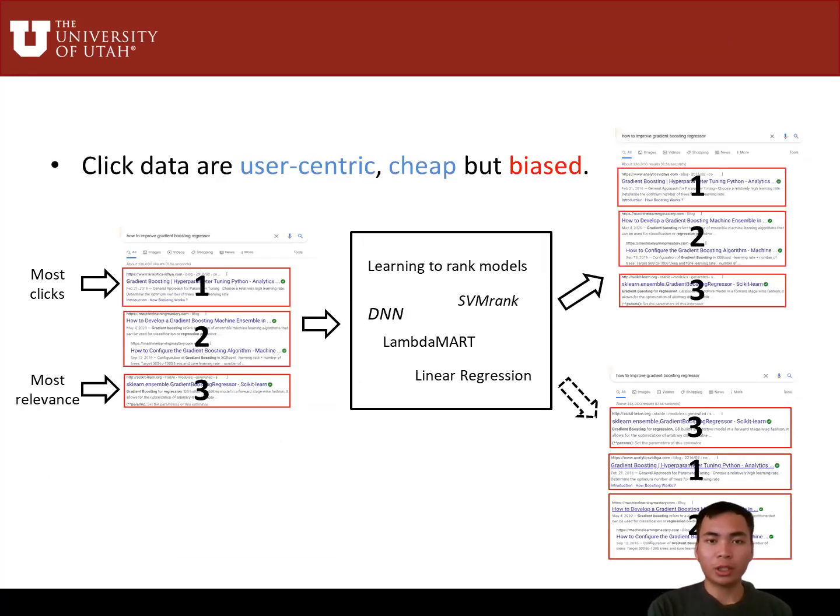While click data are user-centric and cheap, they usually suffer from bias. One of the biases is positional bias. Here, the user usually clicks on the document in the #1 position, making it the most clicked document, while the document most relevant to the user query could be in position #3. If we use this click log to train our model, it will produce a rank list with document #1 as the most relevant document, while the correct rank list would be document #3 to be the most relevant document.